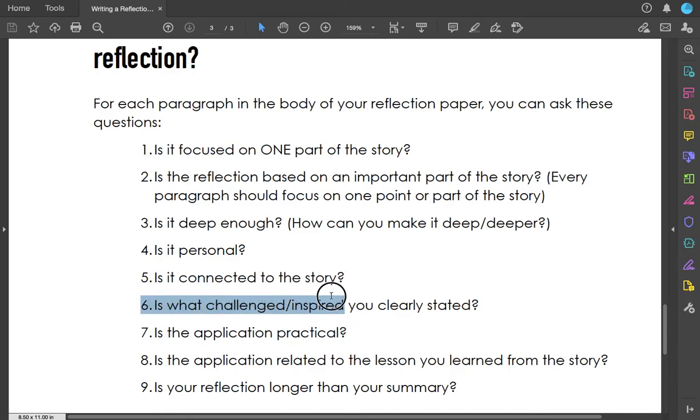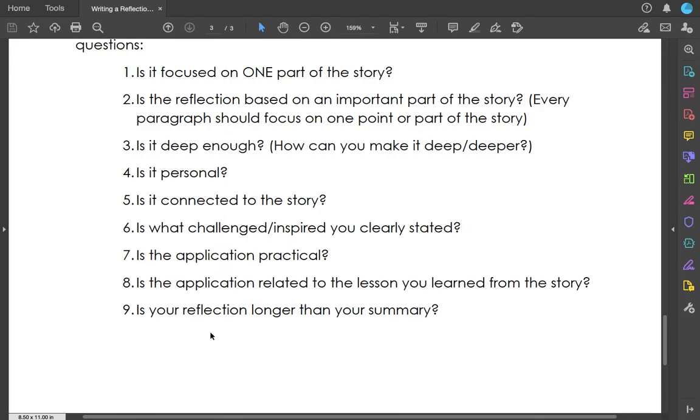Is what challenged or inspired you clearly stated? Yeah, so you have to state which part of the story challenged or inspired you. And of course, after that, you have to explain why. Is the application practical? Is it something you can do? Is the application related to the story or to the lesson you learned from the story? Yes, that's very important. And I can say that most of you are doing well in terms of your reading report, the lesson and application part. So I hope you would do well in this part as well.